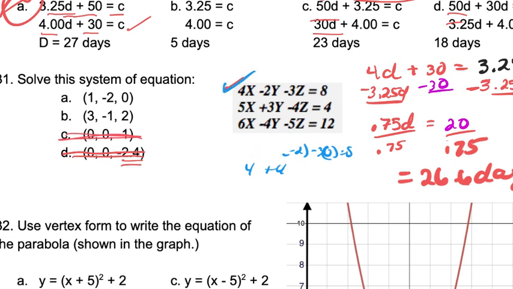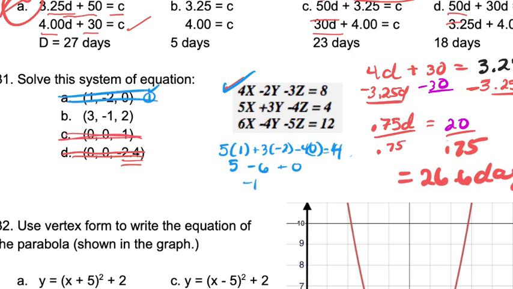Now, since that first point checks in equation 1, I'm going to check it in equation 2. So it'd be 5 times 1 plus 3 times negative 2 minus 4 times 0. Does that equal 4? See, that'd be 5 minus 6 plus 0. No, that's a negative 1. That doesn't equal 4. So it can't be this one. So it's got to be answer 2b there, rather.